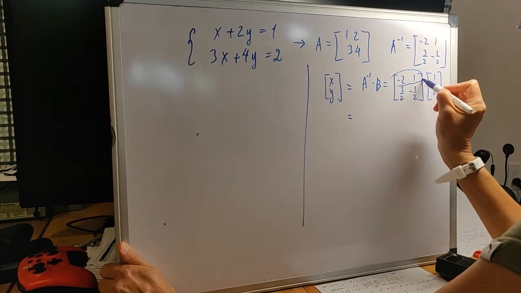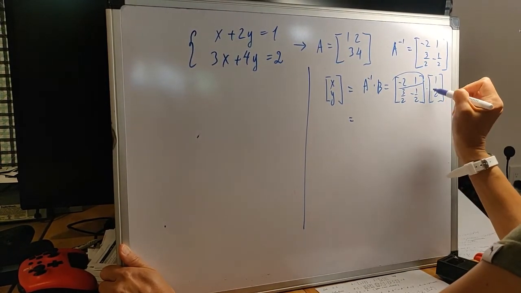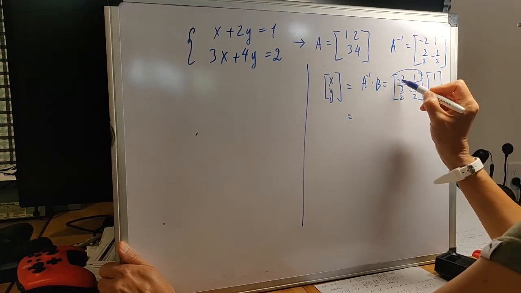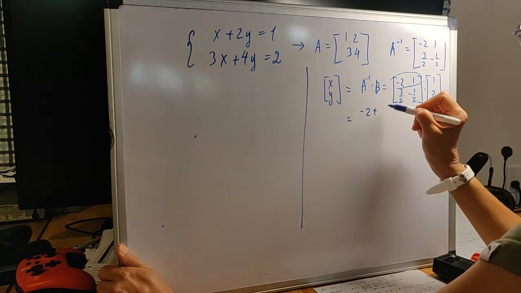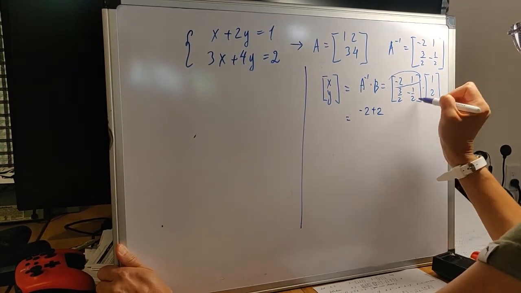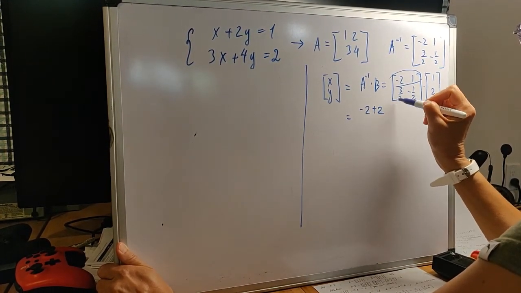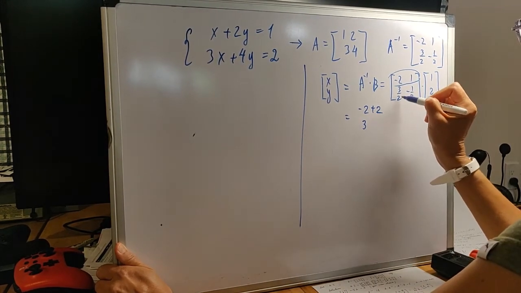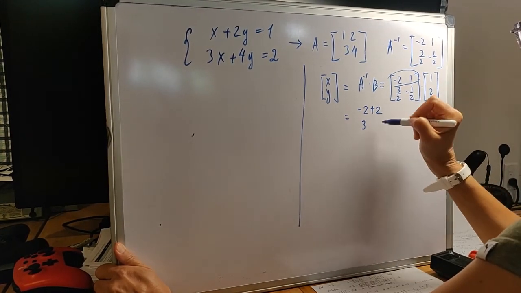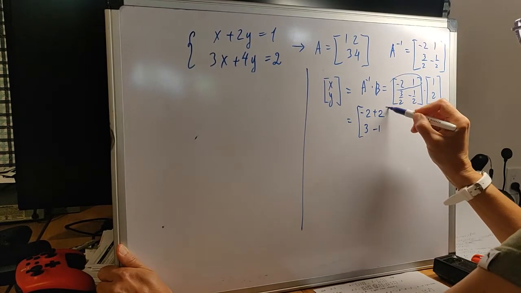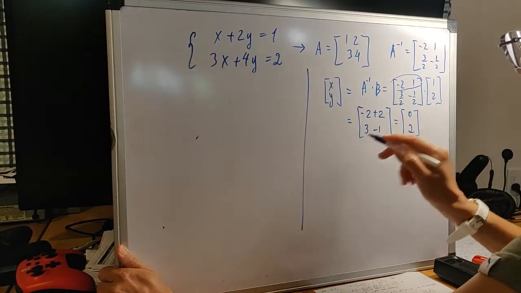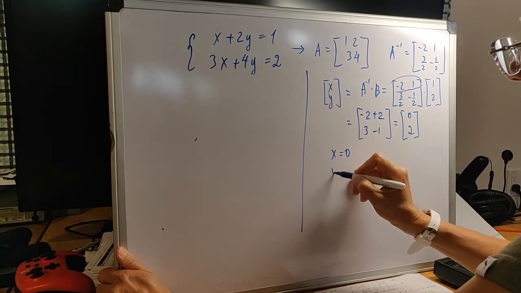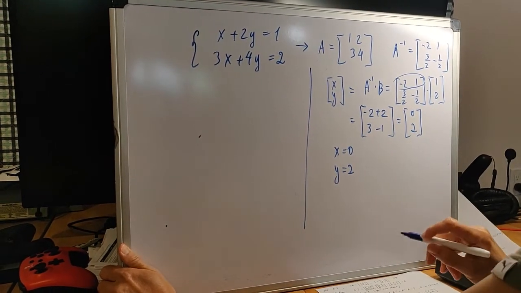So first row multiplied by first column, which is only 1. It's -2 plus 1 multiplied by 2 is +2. This one multiplied by 2 is going to be 3. 3/2 multiplied by 2 is 3. And this one is going to be -1. I got two numbers, and one of them is 0, and one of them is 2. And they are going to be my solution. So x equals 0, y equals 2.